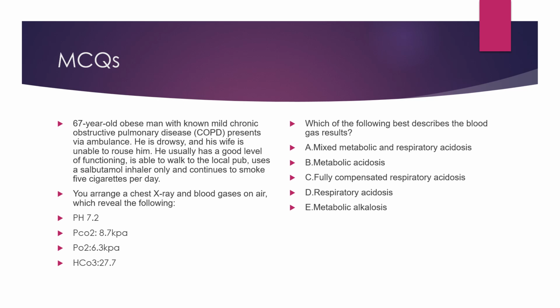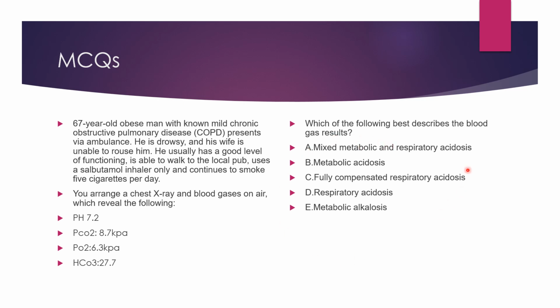So it is a 67-year-old obese man with COPD presenting in a drowsy state, unable to rouse him. He usually has a good level of function and uses a salbutamol inhaler and smokes 5 cigarettes per day. Urine, chest X-ray and blood gases are done. The pH is 7.2, which is acidic, and PCO2 is 8.7, which is higher; normal PCO2 is 4.6 to 6. The PO2 is 6.3 kilopascals, showing hypoxia, and bicarbonate is within the normal range. So this ABG is given, and which of the following best describes the blood gas results?